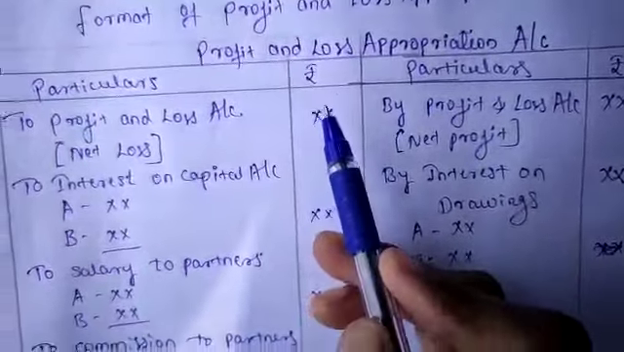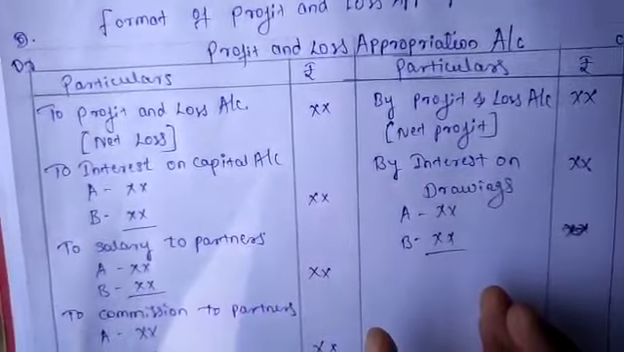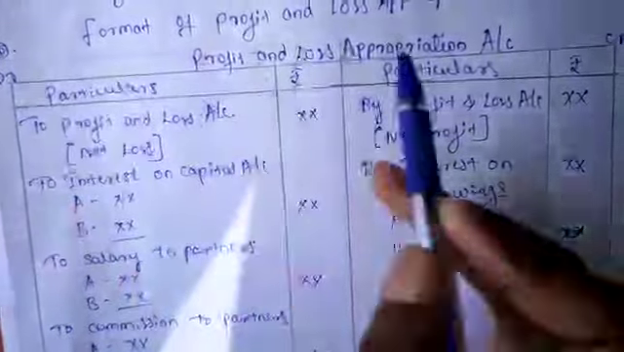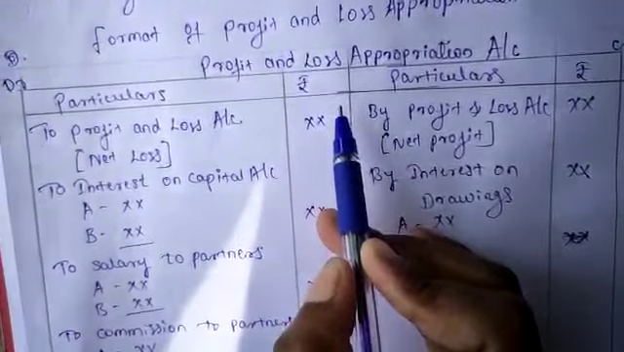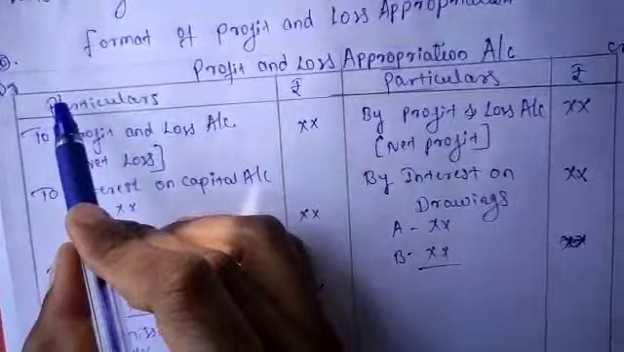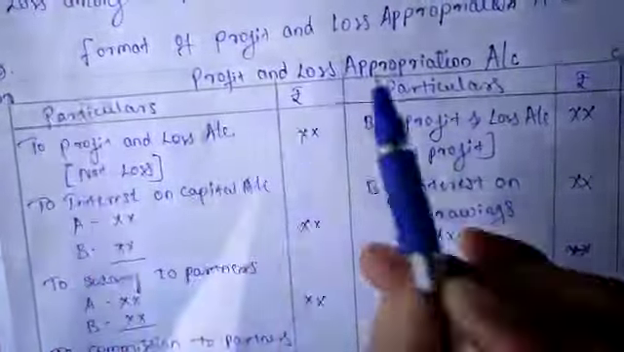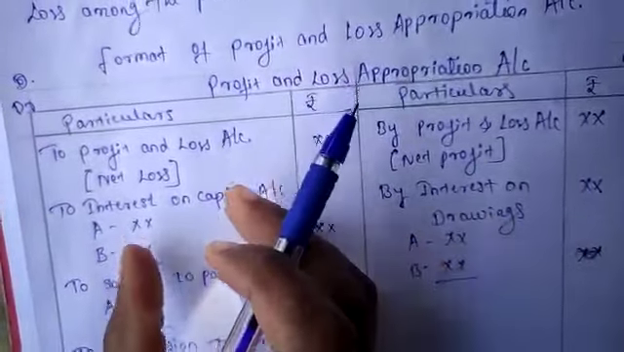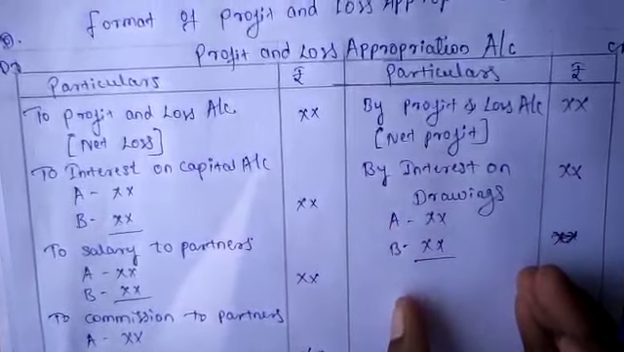So how do we prepare the profit and loss appropriation account? Draw four columns first: particulars, rupees, particulars, rupees, debit and credit. Why are we putting debit and credit here? Because this is a nominal account, a ledger account. That is why we prepare the debit and credit entries in this format. On the debit side we enter all the expenses, and on the credit side we record all the incomes.